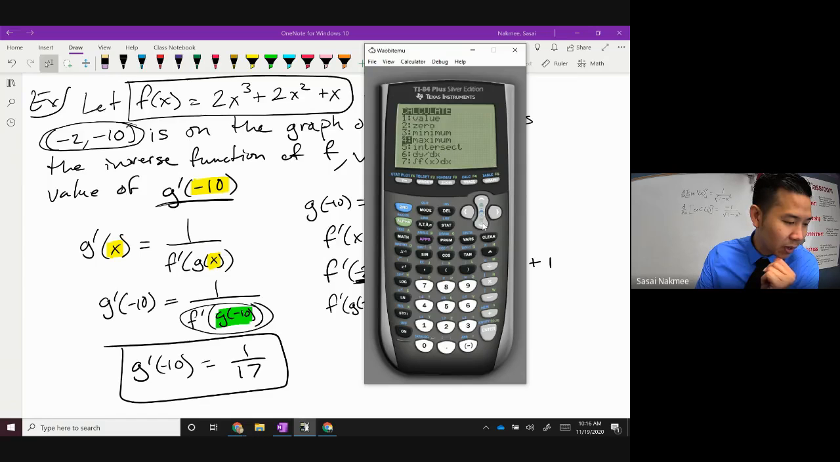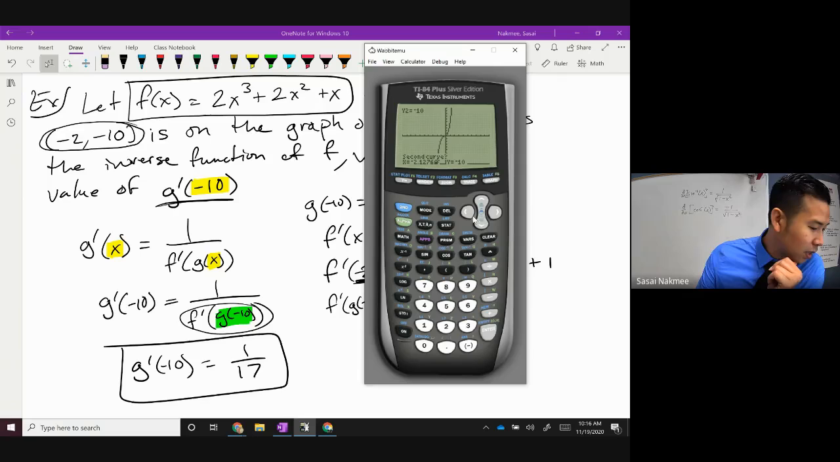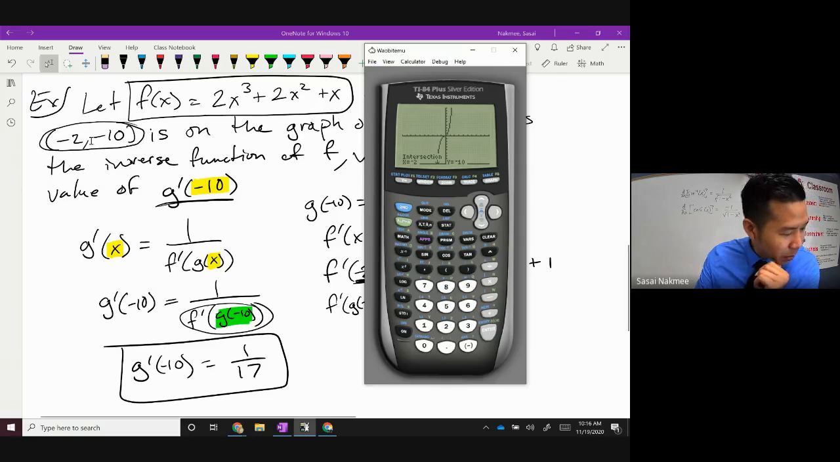So I'm going to go down to the 5th option right there, and I'm looking to see where they intersect. So the first curve, I'm going to go down here, looking to see where it crosses right there. On the second curve, it's about there. I press enter on my guess, and it tells me right there where it intersects: negative 2, negative 10. Bam. That's what I have as my answer right here.